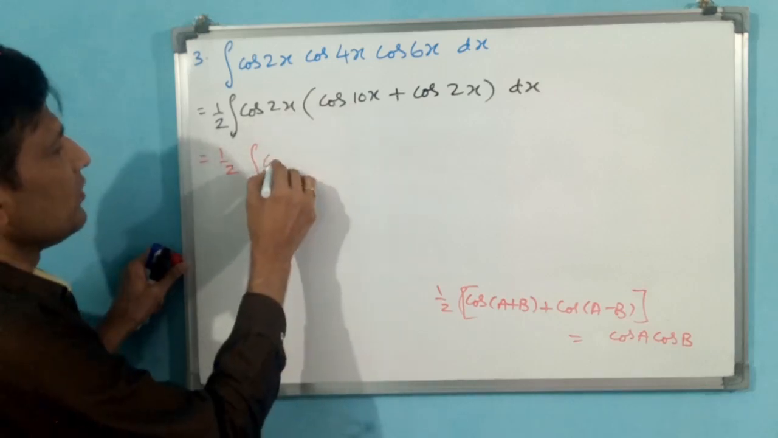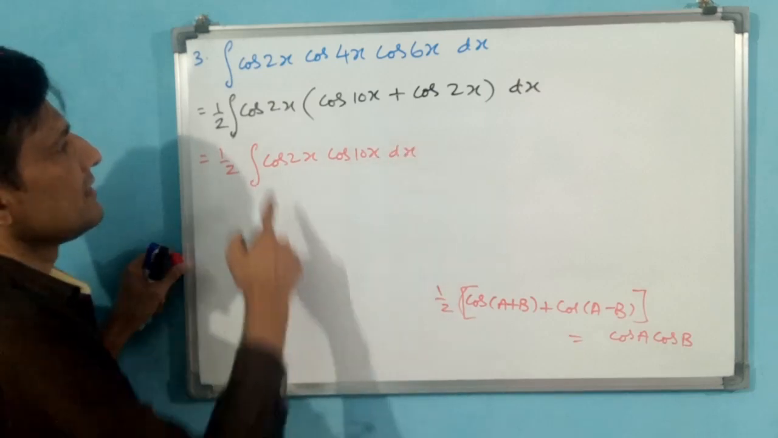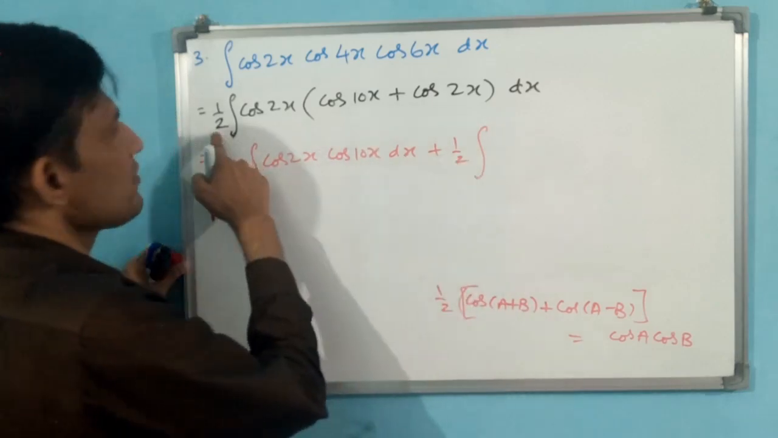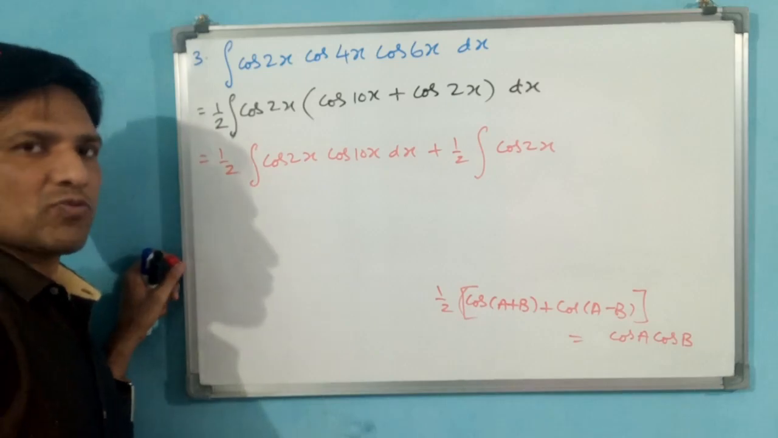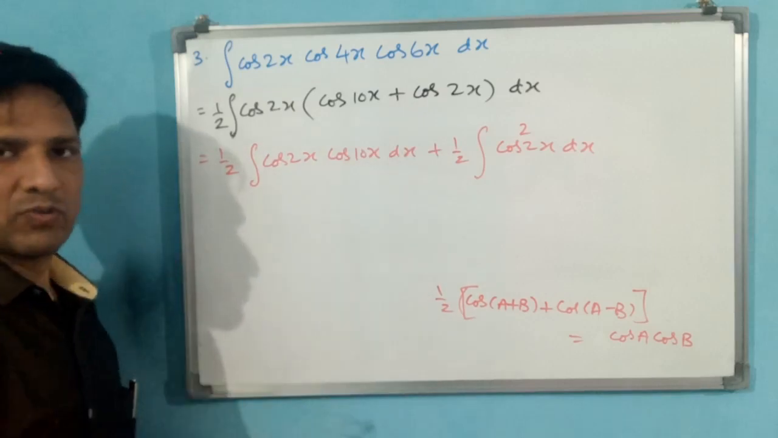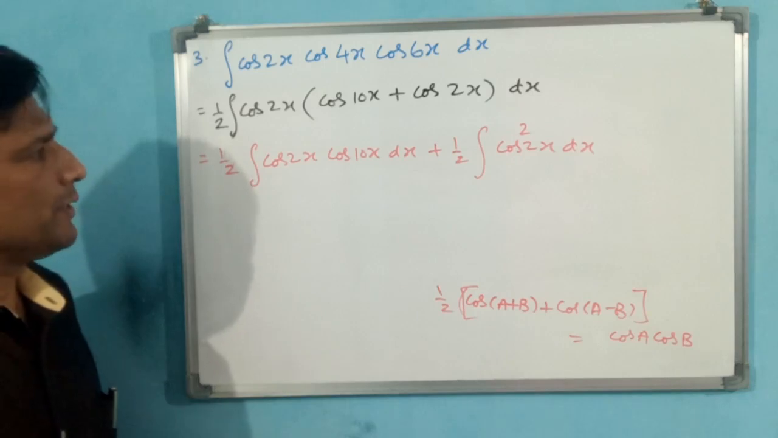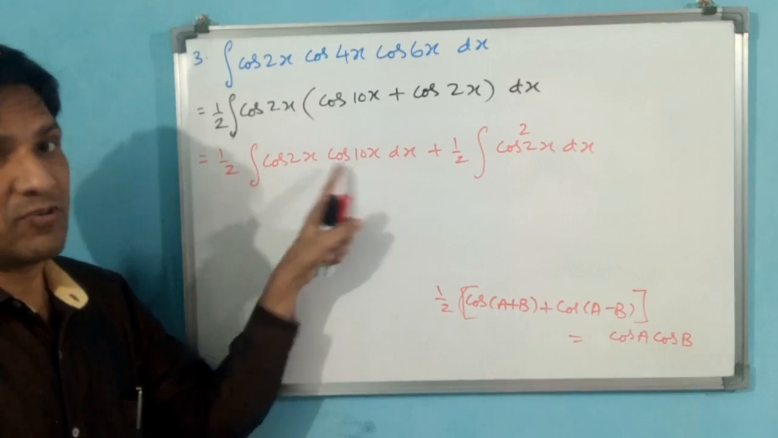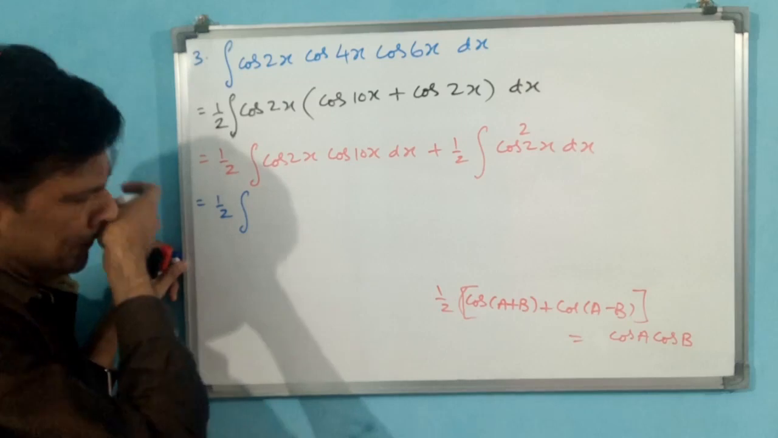Integral, you split now, cos 2x cos 10x dx. Okay, again cos 2x plus 1 by 2 again will come, 1 by 2 is there, cos 2x cos 2x. Shall I write cos square 2x? Cos 2x into cos 2x, cos square 2x. Cos square 2x we will convert afterwards. Okay. Okay. Now you see, again cos a cos b, but here a is 10x now, not 2. Okay. Write down 1 by 2 integral.